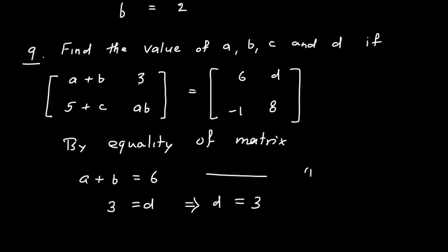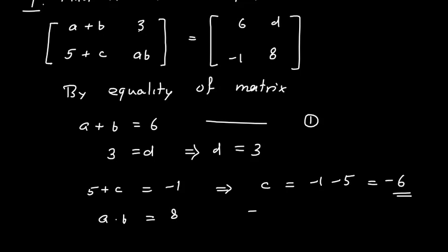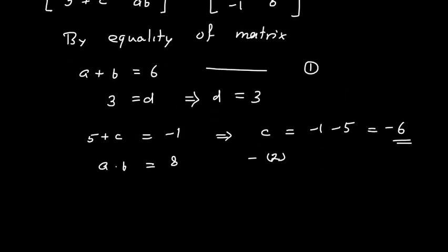Here we don't know the value of a, b, so let us consider that equation 1. 5 plus c is minus 1. So from here we get the value of c as minus 1 minus 5. This is minus 6. And last, a into b, it is given 8. Let us consider this equation 2. Okay, so from equation 1 we have a plus b is 6, and from equation 2 we have a into b is equal to 8.